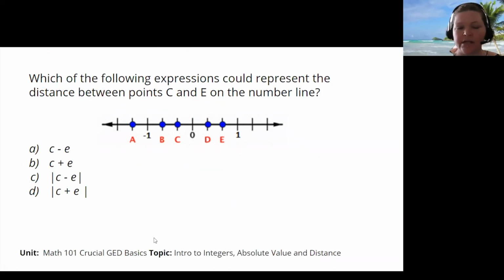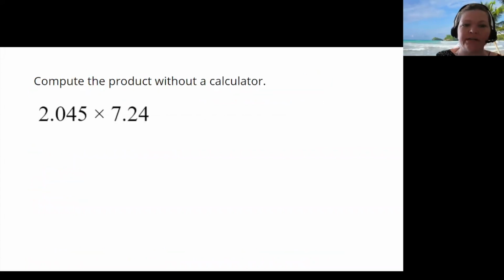Okay, so this again is from the Math 101 Crucial GED Basics unit on the crash course. That's unit 0. And the topic is Intro to Integers, Absolute Value, and Distance. And once again, this is as hard as this concept gets, but the GED does tend towards complex problems on the non-calculator section. Let's look at the next one. Last one without a calculator.